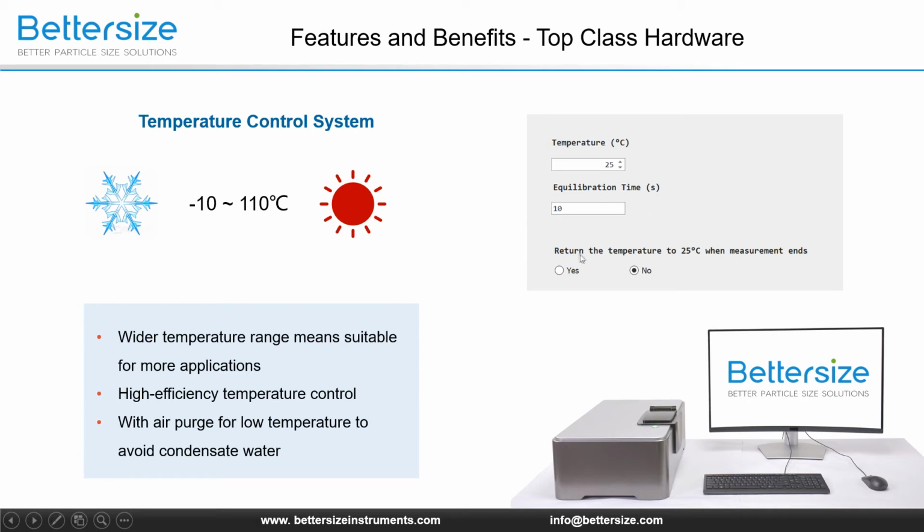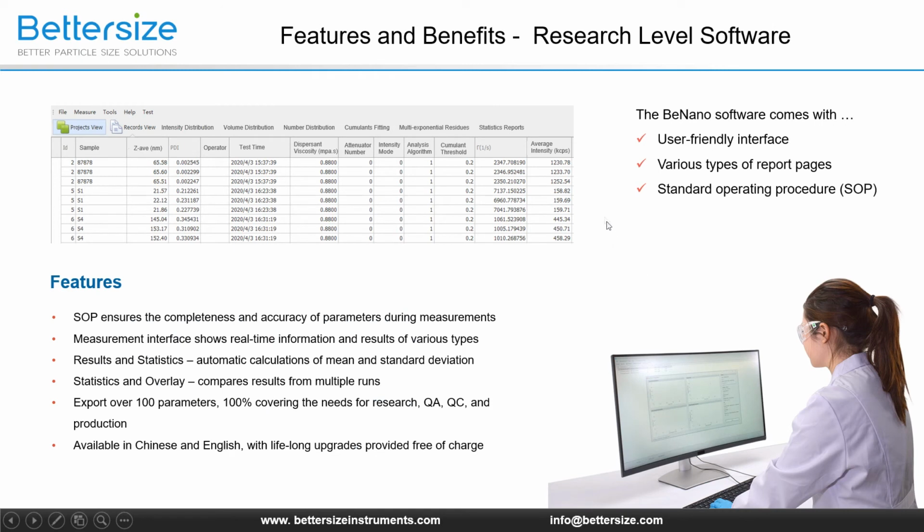One of the intelligent functions of the software is that if you set a test temperature other than 25 degrees, you can select whether the system will maintain the current temperature at the end of measurement or return to the default 25 degrees. Now let's move on to the introduction to the Binano software.